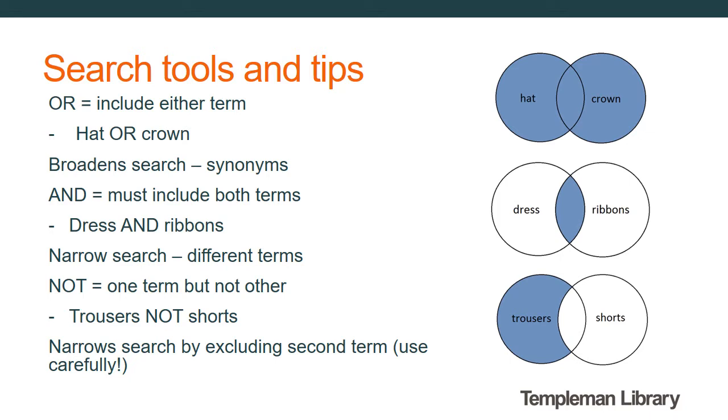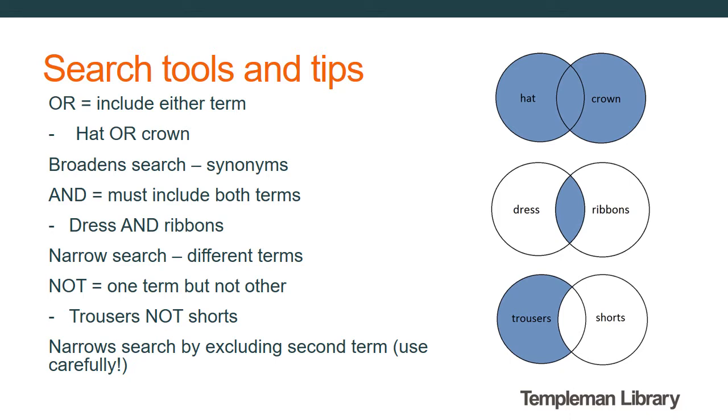The second one, and, what that tends to do is to narrow down the search and make sure that your search combines two different aspects within the same set of results. So if I did a search for dress and ribbons, it would mean that all the results that came back would be talking about dress and ribbons in the same result, and not either or as in the example before.